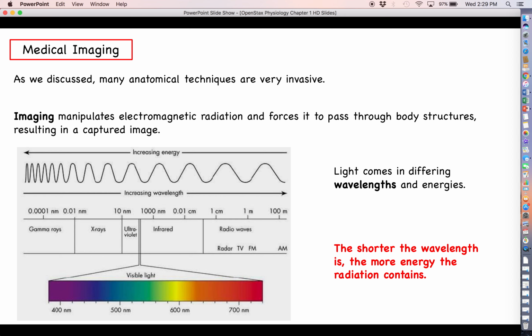But this is not anything for you to worry about in the slightest, because radio waves are such long wavelength radiation, and therefore they contain such little energy that this type of radiation poses no threat whatsoever to any of the cells in your body.